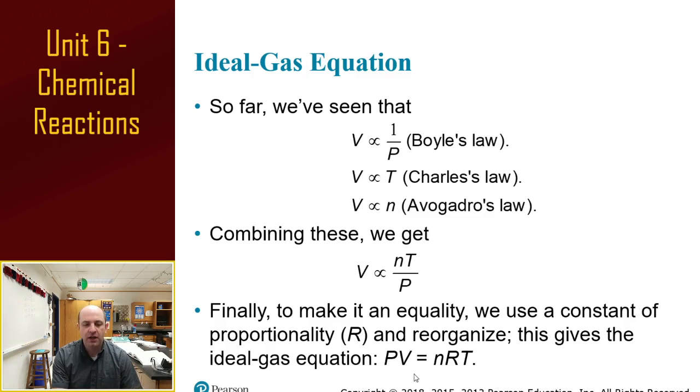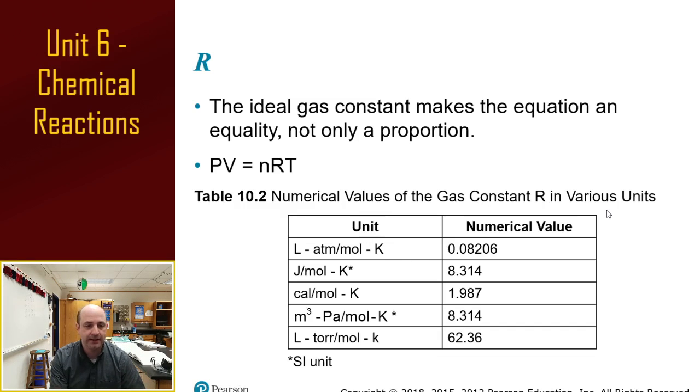PV equals nRT. And that's what you're used to again from Chem 2, the ideal gas law. Pressure times volume will equal the amount of gas times the gas constant times the temperature. Again, it has to be Kelvin for that. R actually makes some other restrictions on what units can be, so we'll talk about that here. This ideal gas constant makes it an equality, not just a proportion. So PV equals nRT. Now, the units that we use for R give it a different value, but these are all equivalent. It's just, which units are we using?